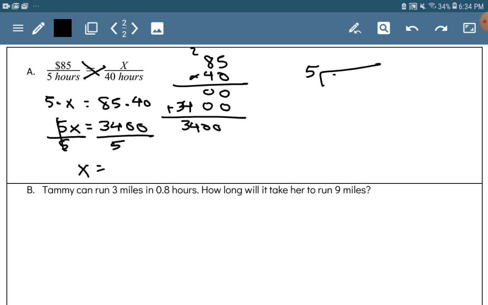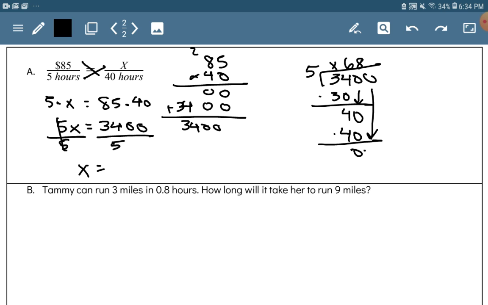We need to set up and solve long division to figure out what 3,400 divided by 5 is. So 5 cannot go into 3, but it can go into 34 6 times with 4 left over. Bring down the next digit. 5 can go into 40 8 times with nothing left over. However, I do still have one last digit to bring down. 5 can go into 0 0 times. So that means that x equals 680.